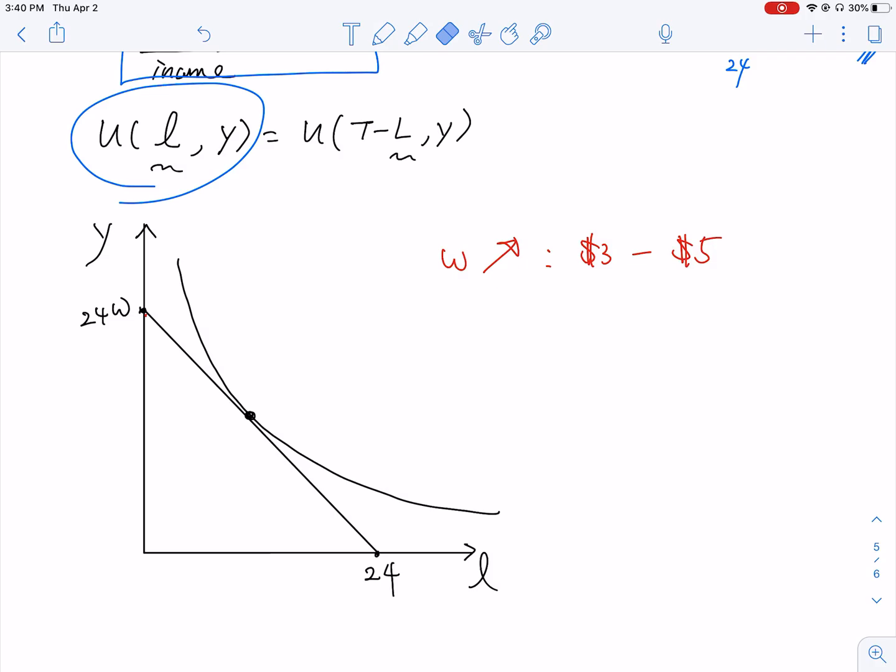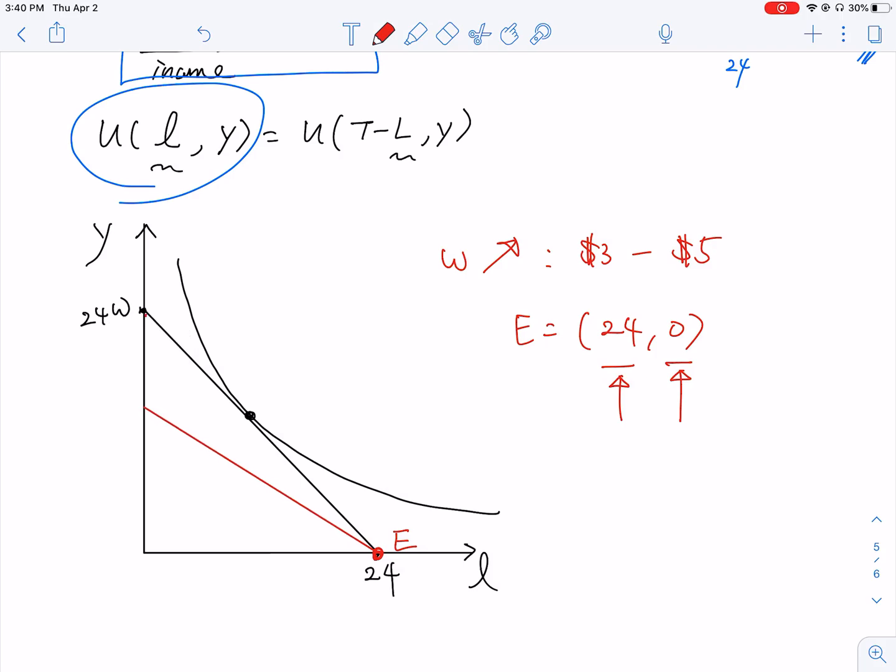So what is the endowment here? The endowment here is 24 and 0. So you have 24 hours, that's all you have, and you have zero composite good. In other words, you have no money at all. And that point is here. So this is the endowment point. Whenever you draw a new budget line, it has to go through the endowment.